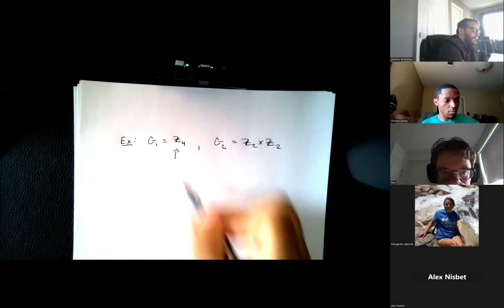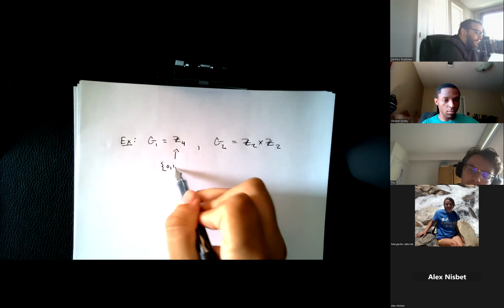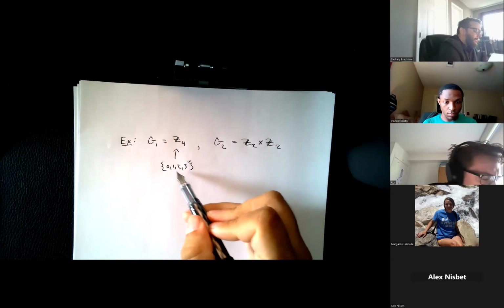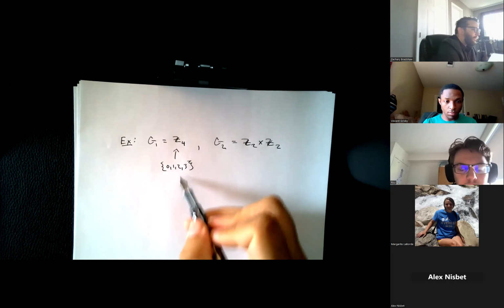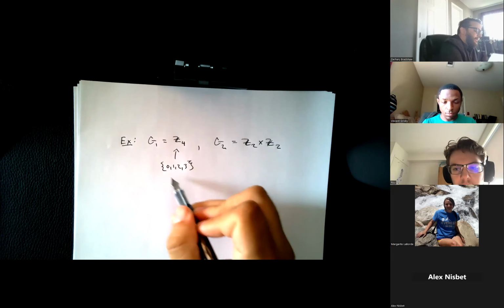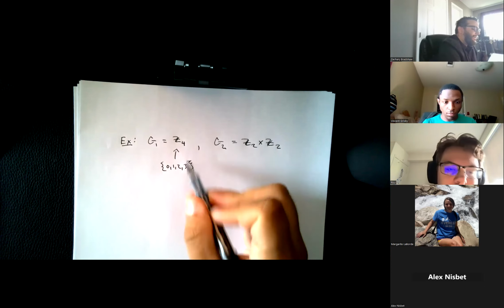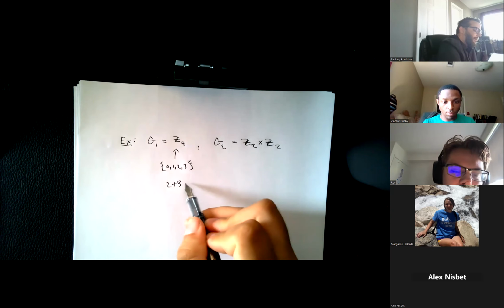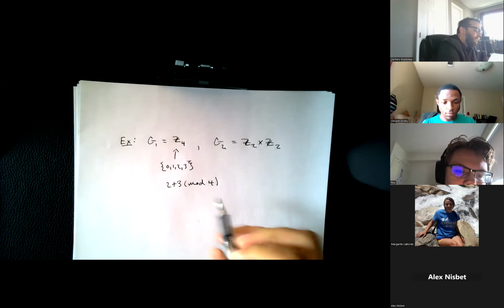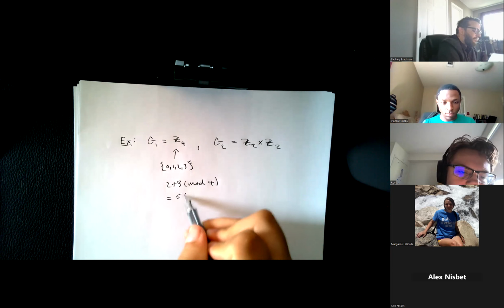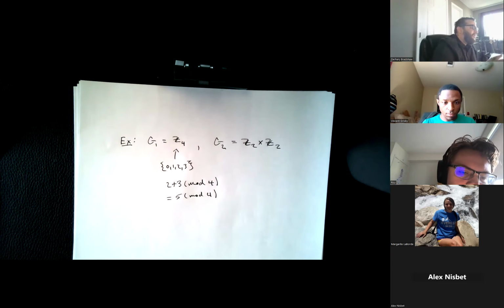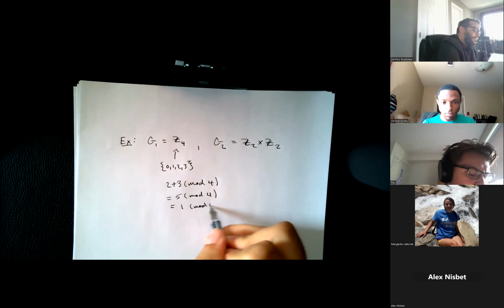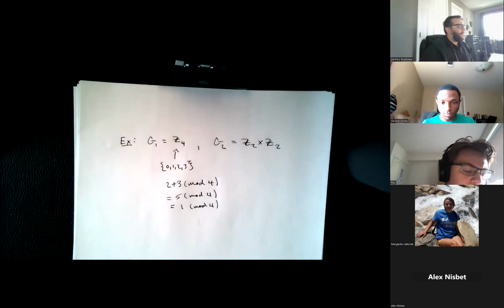So this guy is the set of integers 0, 1, 2, 3, with the understanding that when you add two of these, you do it modulo 4. What does that mean? That means I subtract 4s until I get something less than 4. So for example, 2 plus 3 mod 4 is equal to 5 mod 4. And now I subtract 4s until I get something less than 4. I subtract 4 and I get 1. That's the way our modular arithmetic works.